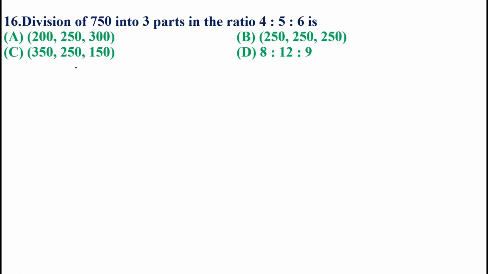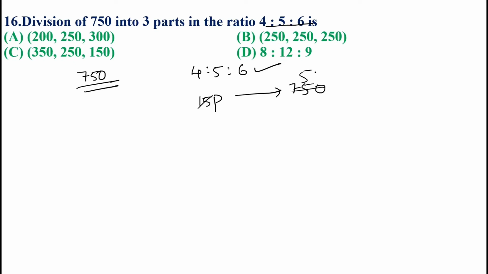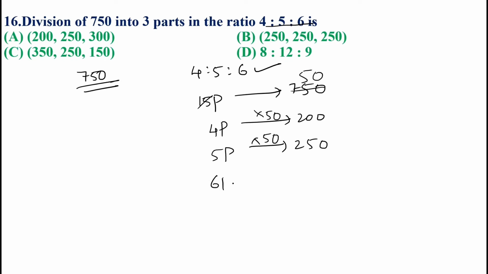Division of 750 in 3 parts in the ratio of 4 is to 5 is to 6. What is the total? 4 plus 5 plus 6, 15. 15 parts is equal to, they have given, 750. What is one part? 750 by 15, one part is equal to 50. Then 4 parts, 200, and 5 parts, 250, and 6 parts, 6 into 50. That is the option to choose.